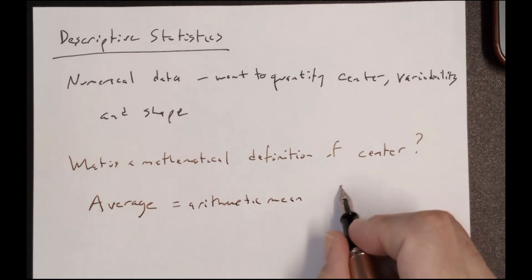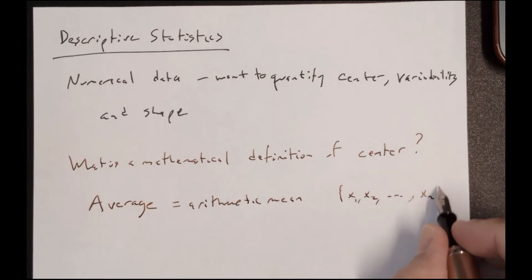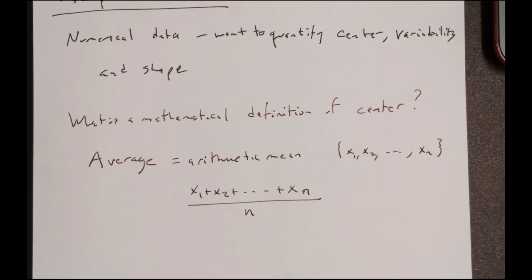So if I have a set of data, x1, x2, all the way up to xn, the average is the sum of them divided by how many there are. Absolutely. That's for a sample, right? Because I had little n. If I had a population, just change that to capital N.